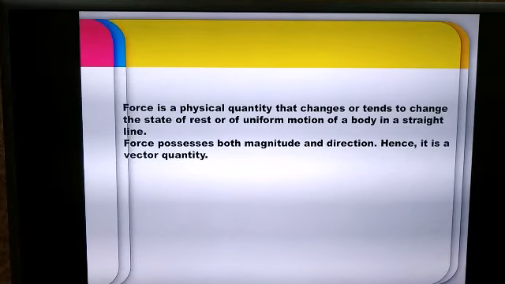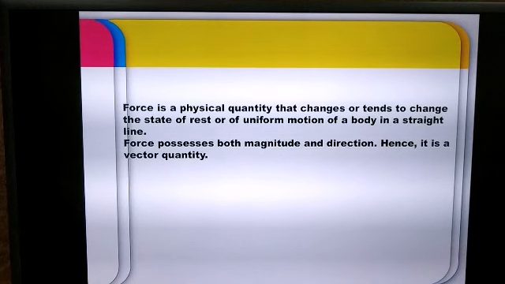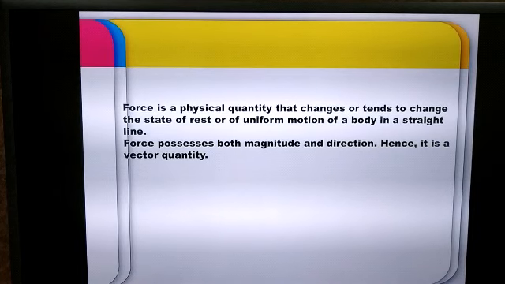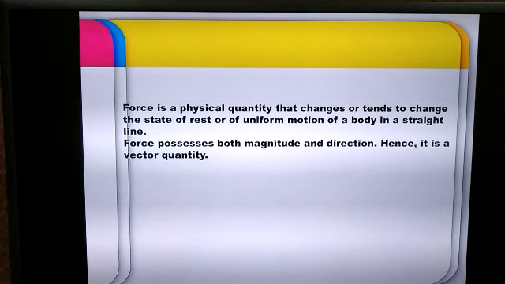So now let's define force as per physics. Force is a physical quantity. What is a physical quantity? Any quantity that can be measured is called a physical quantity. So since force can be measured, force is a physical quantity.